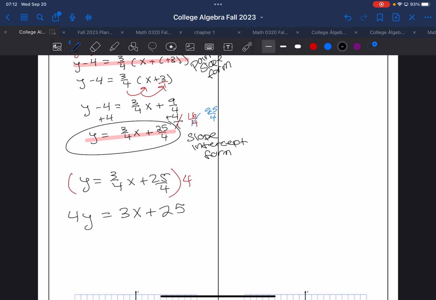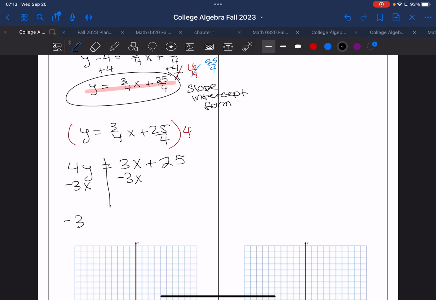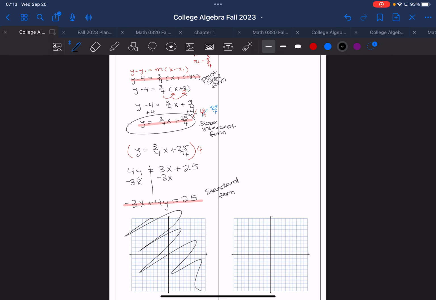Now I want my x's on the same side, so I'm going to subtract my x's over. And remember, in standard form, what comes first, x or y? X. So I have negative 3x plus 4y is equal to 25. This is my answer in standard form. And again, we're not doing the graph. We're just practicing the forms.